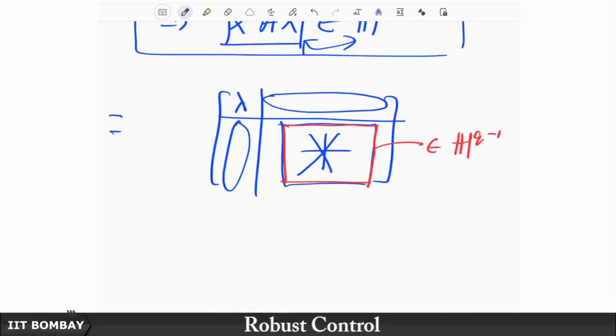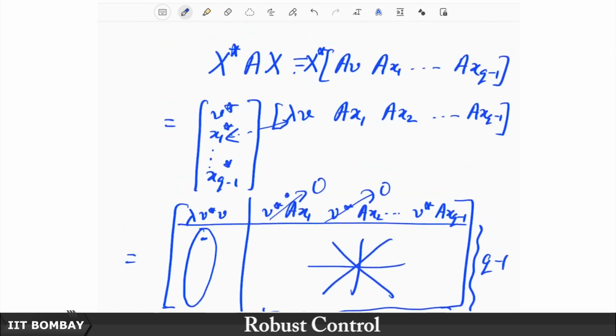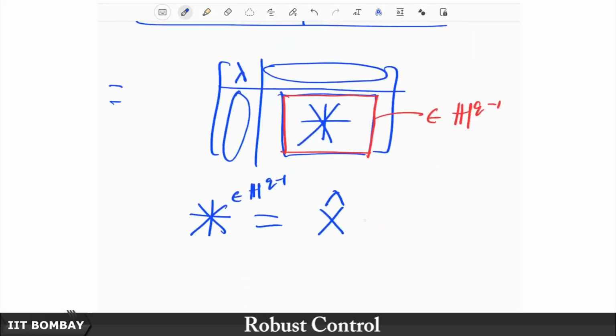But now, by the principle of mathematical induction, whatever this star is, so this starred thing, let me give, okay, since I have not given it a name, maybe it is too late in the day. The starred thing which belongs to Hq minus 1 can be written as some, say, x hat, just like this one can be written in this fashion, can be written as some x hat and some diagonal times x hat conjugate. Why? Due to mathematical induction, nothing else.